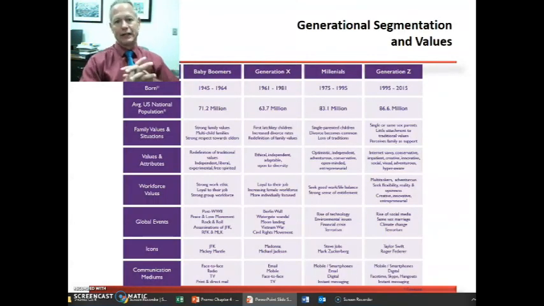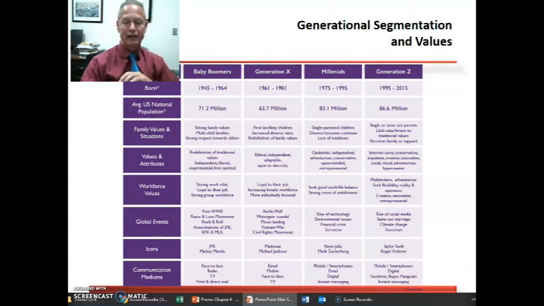This is generational segmentation. If you take a look, you've got boomers, Xers, millennials, and Generation Z. Above the boomers is what we call the greatest generation. There are not very many of them left, so they really didn't get a category. What I really like about this chart is that it talks about age, for instance, boomers being 45 to 64, Xers being 61 to 81, millennials being 75 to 95, and then you guys are Generation Z.